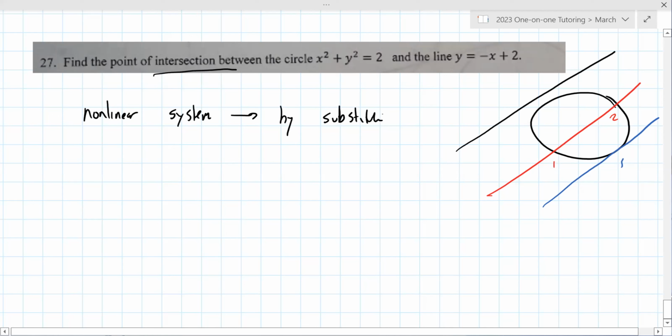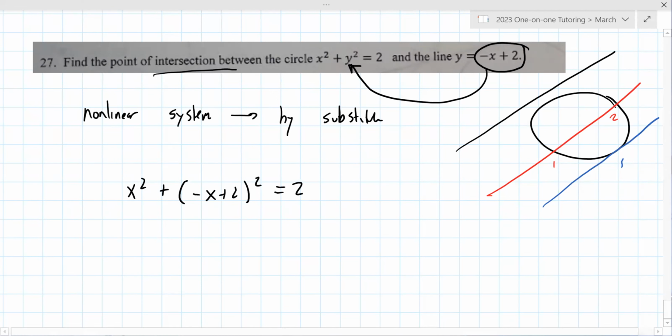Which means you're going to take this minus x plus 2, because it's solved for y, and replace it in y. So let me know when you get up to this place here. We can talk about what to do next. Replace in by substitution.